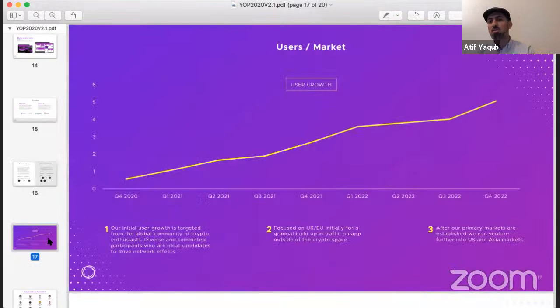Our user growth, like I said earlier, is first primarily within the crypto community, but earlier this week is when we first launched. We just published our first press releases.